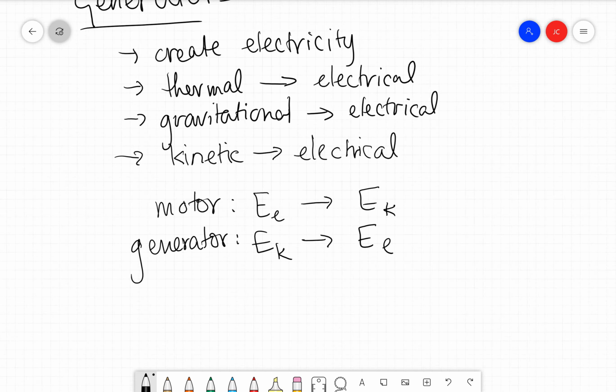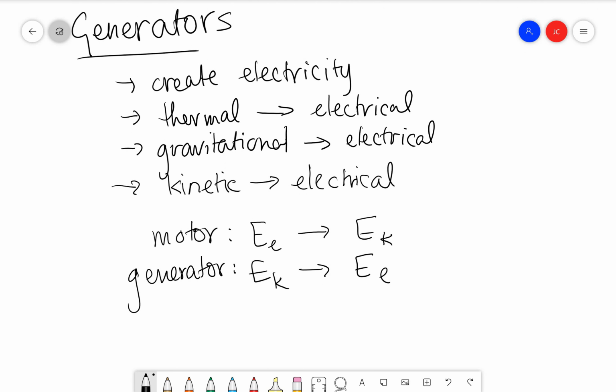So this kinetic energy can come from a bunch of sources. In Ontario, for instance, you might have heard we use hydropower, which is short for hydroelectric. And that means that the kinetic power that we're looking for is coming from moving water that's falling over these huge water turbine structures.